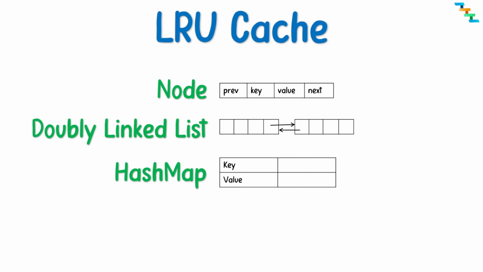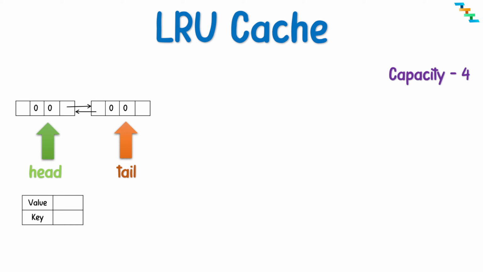We will see the working of LRUCache with a doubly linked list and a hash map. First, we will create a doubly linked list. Here we create two dummy nodes with key and value as 0. We will point this head's next reference to the tail and the tail's previous reference to the head node. The hash map holds the key and value as a node reference.